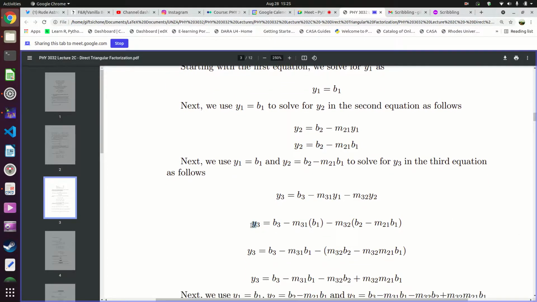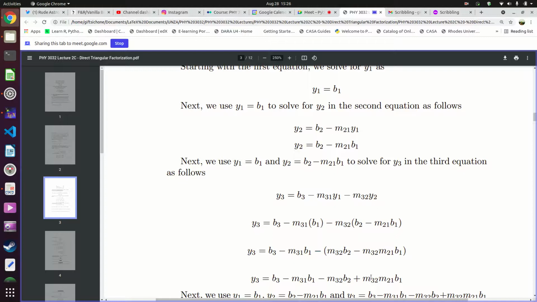So in that particular case, you end up having y3 is going to be b3 minus m31 b1 minus m32 open bracket b2 minus m21 b1. Then when you expand this bit over there and that bit over there and this one here, you end up with y3 is equals to b3 minus m31 b1 minus m32 b2 minus m32 multiplied by m21 b1. Then of course you put the negative over here, you end up with y3 is equals to b3 minus m31 b1 minus m32 b2 plus this bit here.